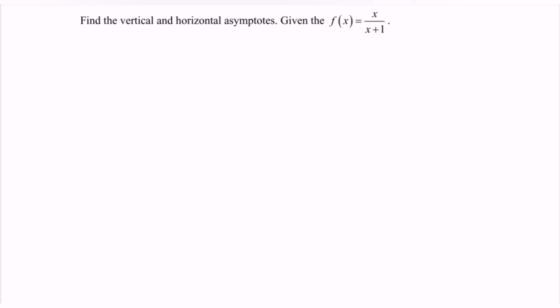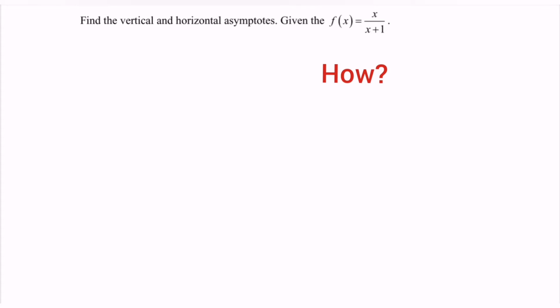Hello everyone, in this video I'm going to discuss the example for the limits. Find the vertical and horizontal asymptote given the function f(x) equals x over x plus 1. Step number 1, determine the domain.